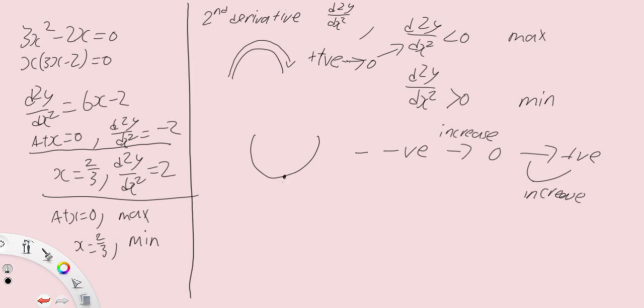When do you use the sign test and when do you use the second derivative test? If the function is incredibly hard to differentiate again, use the sign test. If it's easy and you're confident in doing it, go after the second derivative test. And this is basically stationary points.